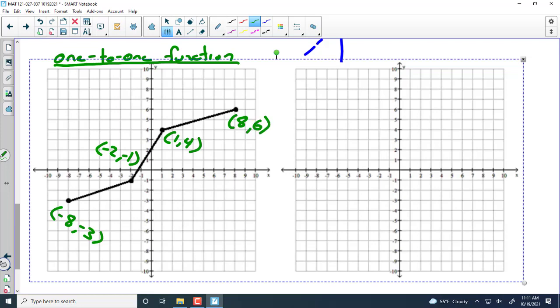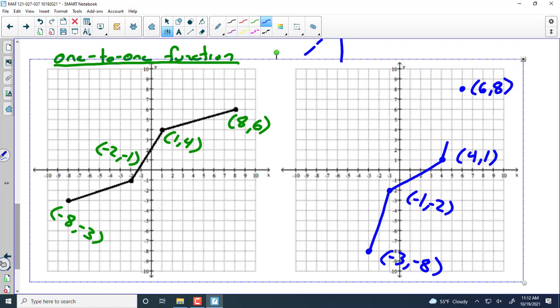If I know those four ordered pairs, do I also know four ordered pairs for the inverse? Yes, I do. And they are going to be (-3, -8), (-1, -2), (4, 1), and (6, 8). And I do my best to make some straight lines.